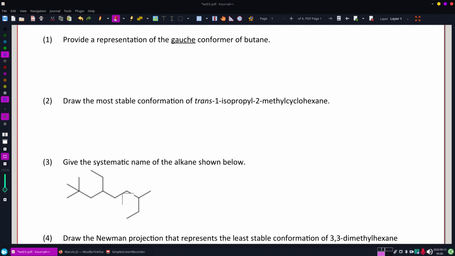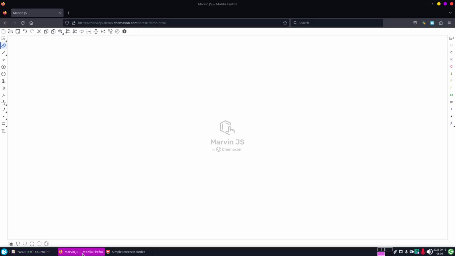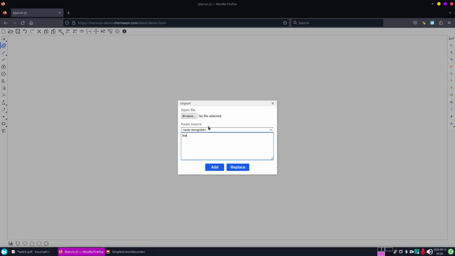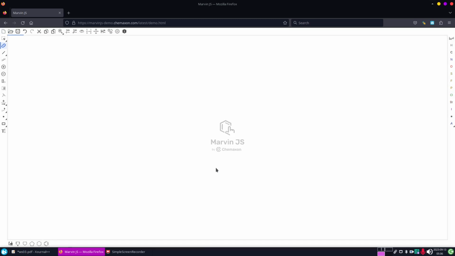Alright, looking at this question, we want to provide the representation of the gauche conformer of butane. I'm going to start by drawing the simplest and most stable conformer of butane, and I'm going to show how we come about it by bringing up Marvin. So I'm just going to load in butane here, and it'll give us a nice little stick representation of it.